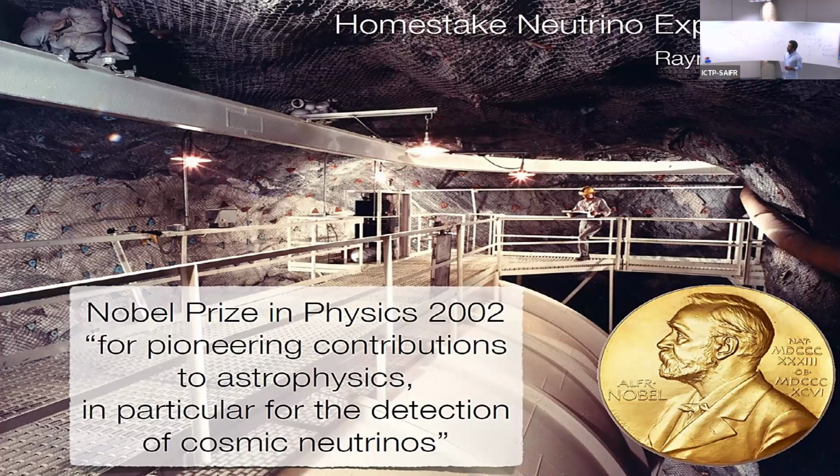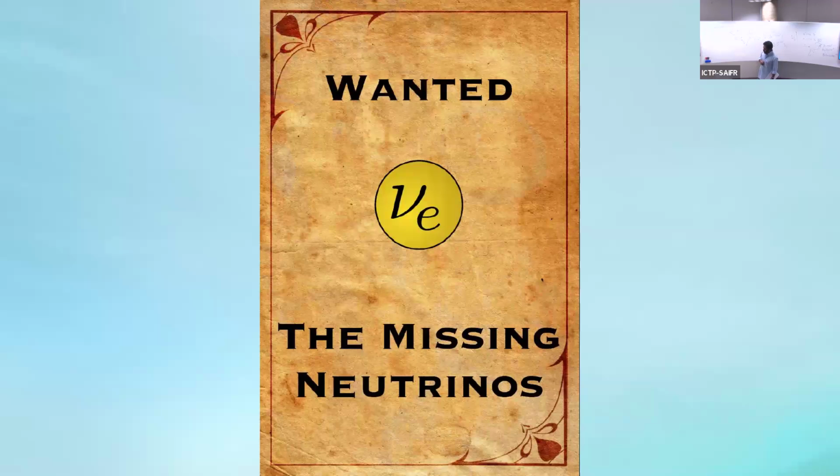And then Nobel Prize in Physics 2002 for pioneering contribution to astrophysics, in particular for the detection of cosmic neutrinos. But then the question is, like in all these solar neutrino experiments, you found some deficit, but where does this missing neutrino come from? So then it was popularly known as the solar neutrino problem. And then people proposed different kinds of hypotheses. What can be the reason?